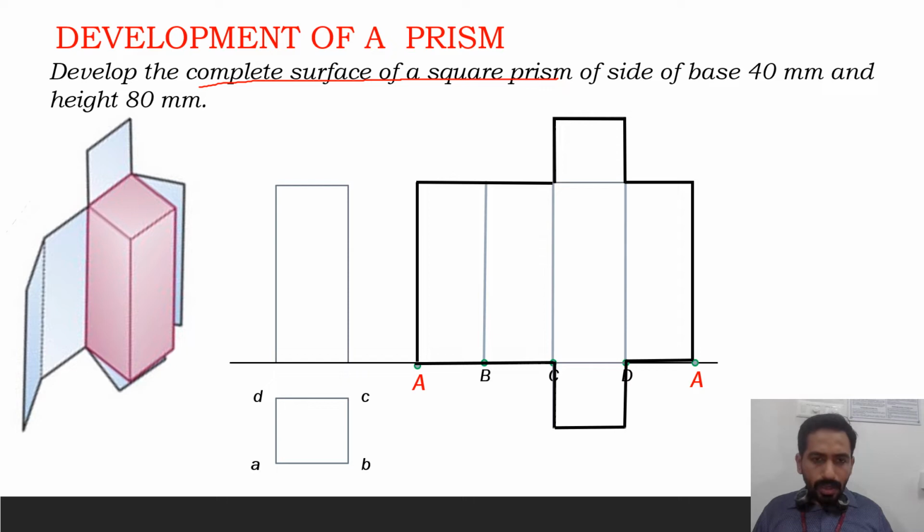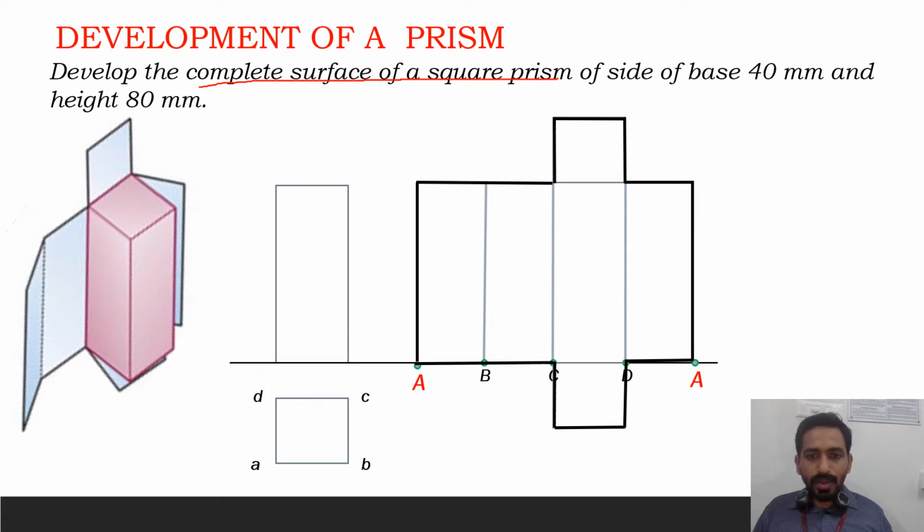So the naming should be given like, if you are giving A, B, C, D, small letters are used for representing the top view, and A dash, B dash, C dash, D dash will be representing the front view. But in development, we will use capital letters to represent the corresponding points of the solid. So you can see that the rectangular shape will be there for the lateral surface, similar to the cylinder, and the length of which will be equal to 4 times 40.